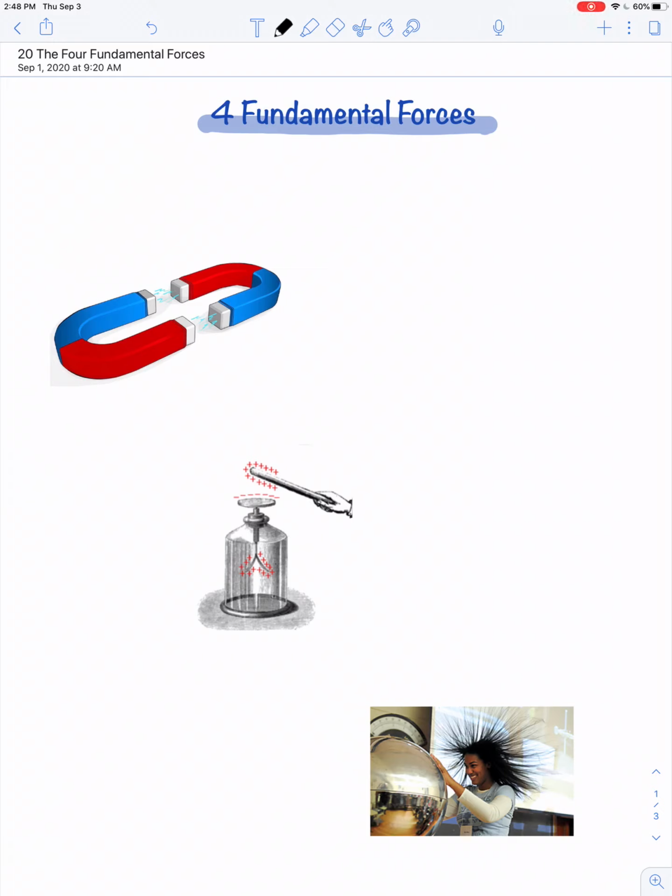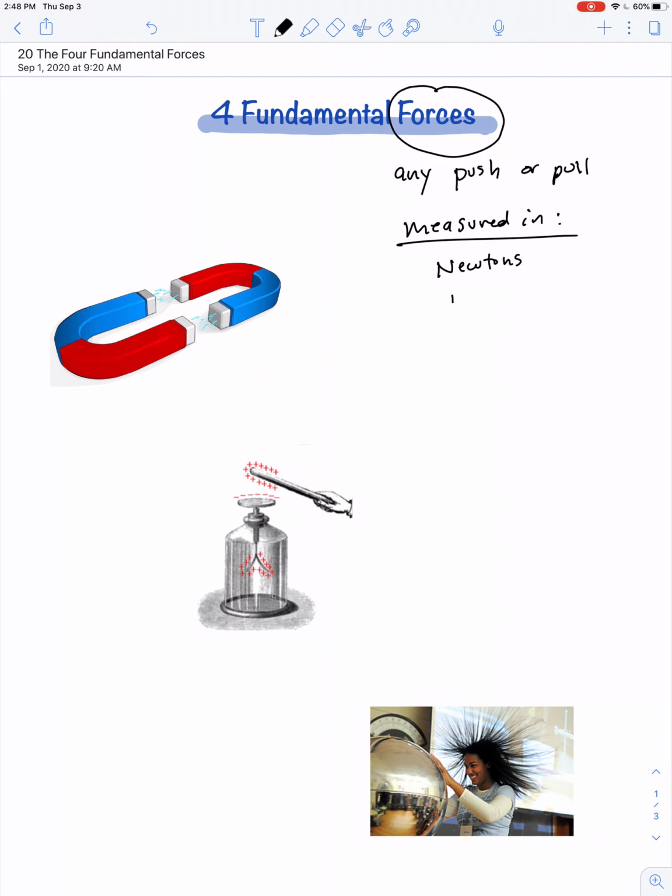In this unit of study on Newton's laws, we're very concerned with the concept of force. So to be clear, let's define what a force is. It's pretty simple. A force is, simply put, any push or pull. Now, what units do we use to measure force? Newtons, or simply N for Newton.